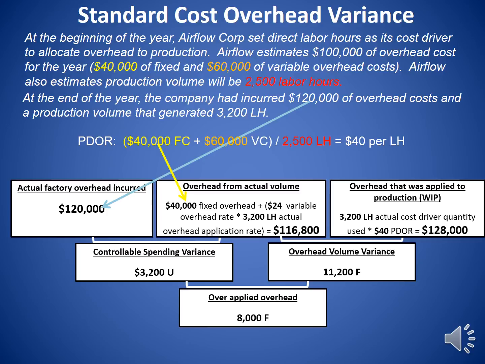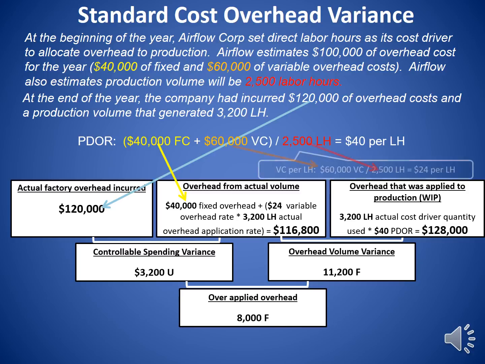We know that no matter what, our fixed costs are $40,000, so we don't have to do an adjustment. However, we're going to have to determine the variable portion of our labor rate and multiply it times the actual labor hours used.